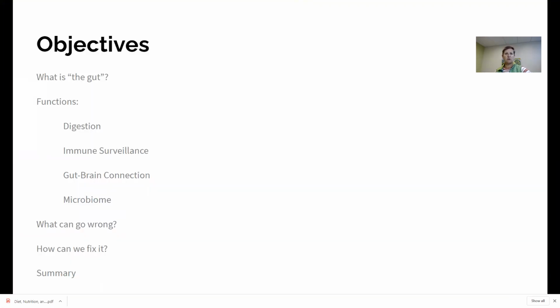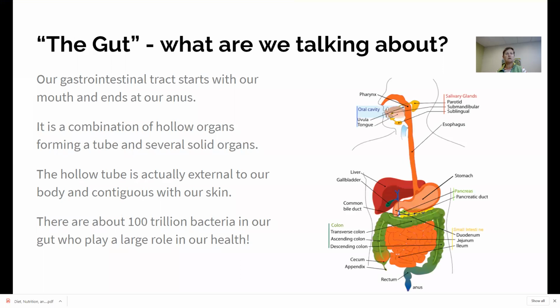The objectives for our talk today are basically defining what the gut is, and what the functions of the gut are. Digestion is pretty obvious. Immune surveillance, the gut-brain connection, the microbiome. What can go wrong? How can we fix this? And then a brief summary. So what is the gut?